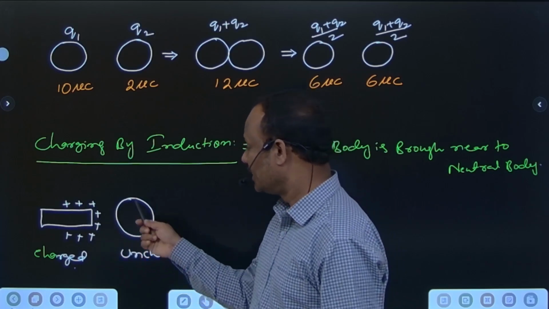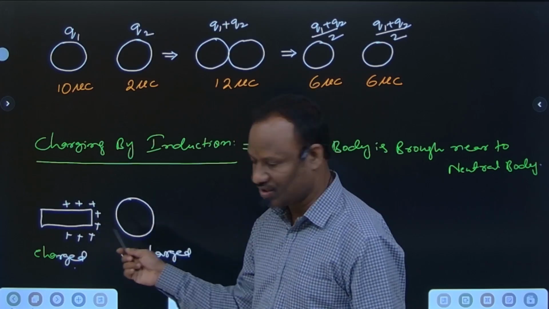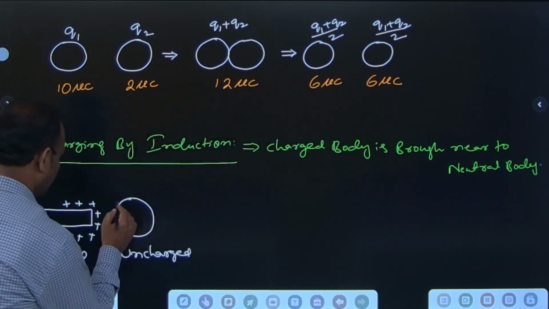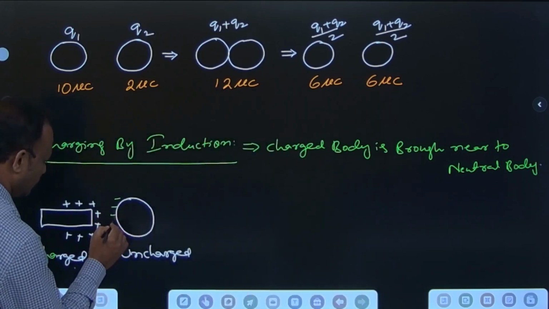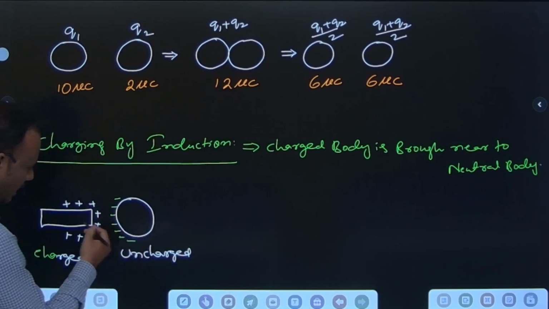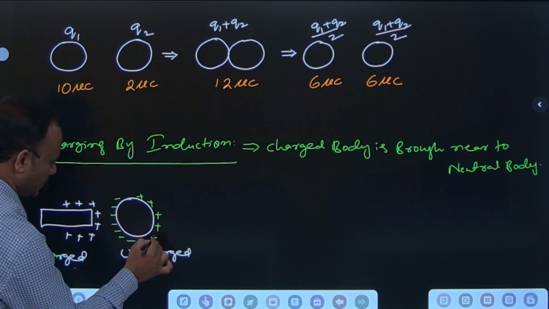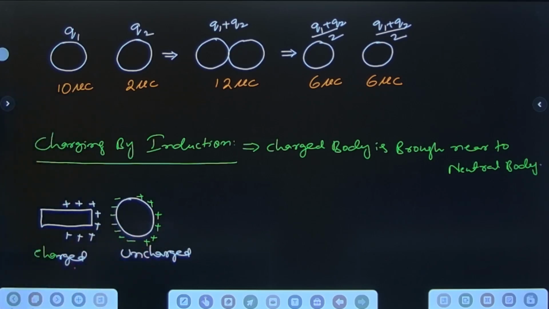Then what happens? The remaining electrons, the negative charges, will be attracted towards this. It means here these are the negative charges attracted towards this. These will be positive charges, which are repelled. So this thing will happen.